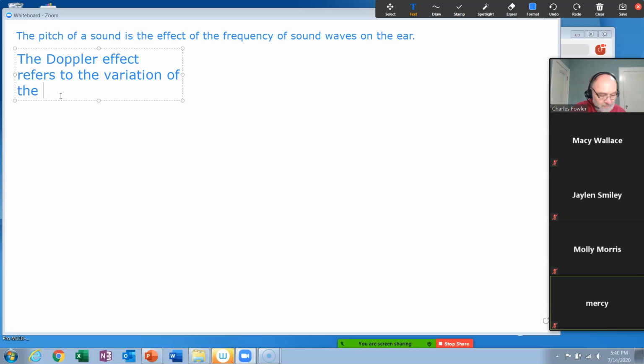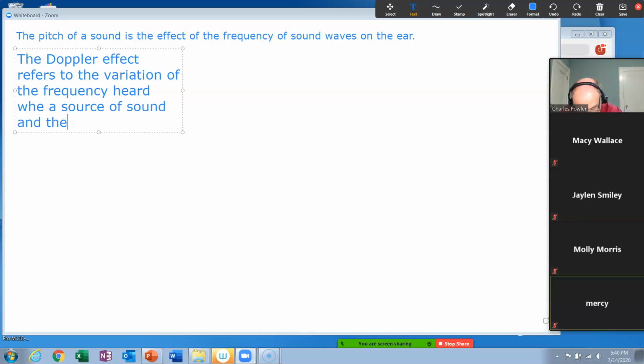Okay, so the Doppler effect refers to the variation of the frequency heard when a source of sound and the ear are moving relative to each other.